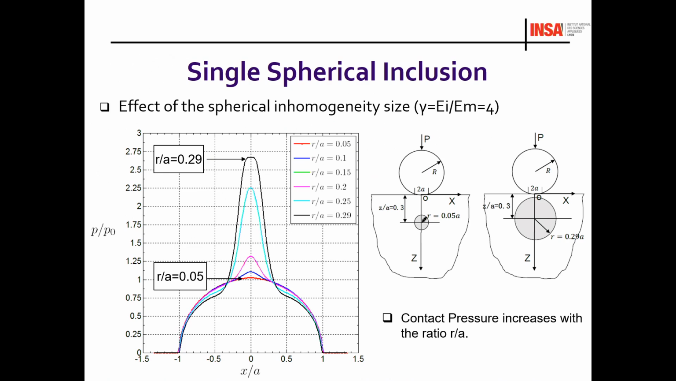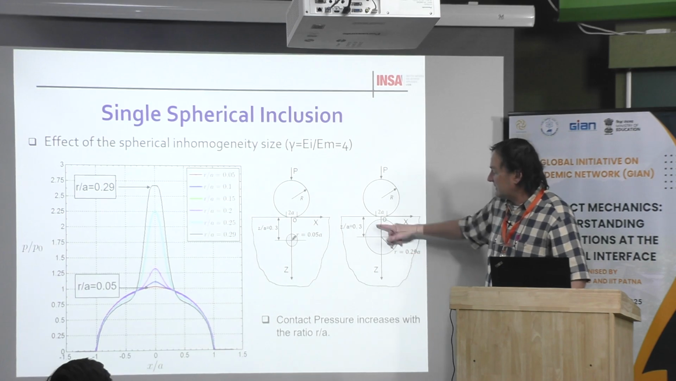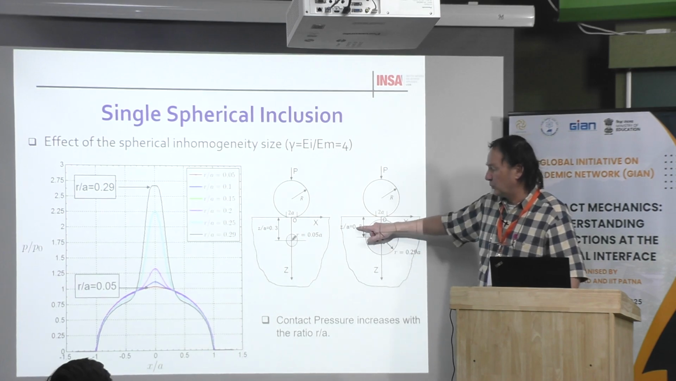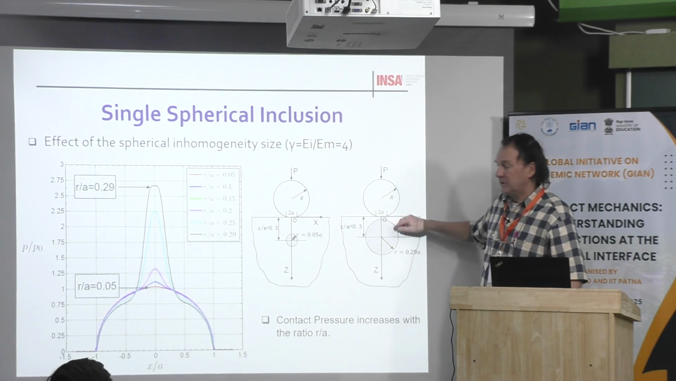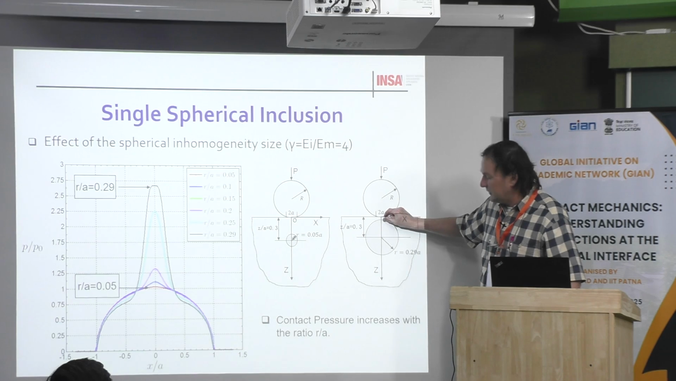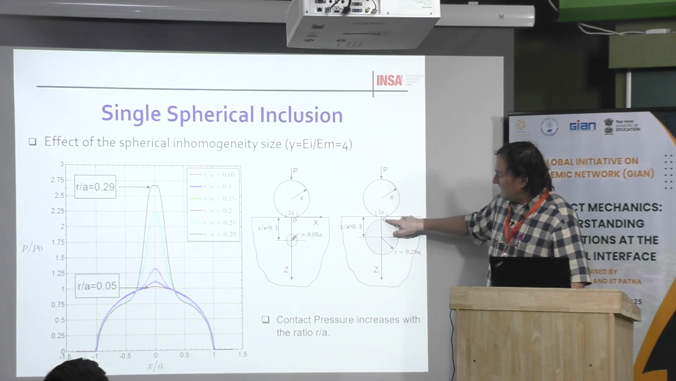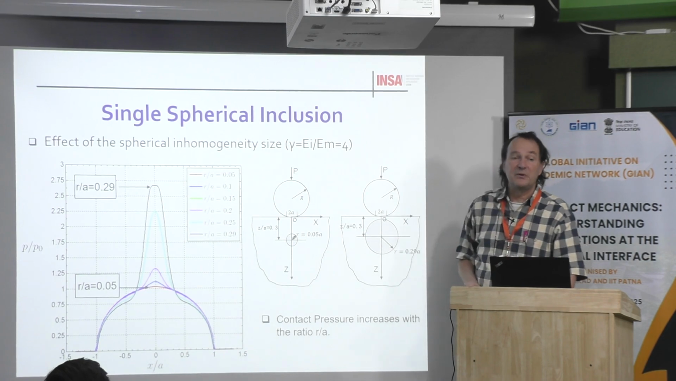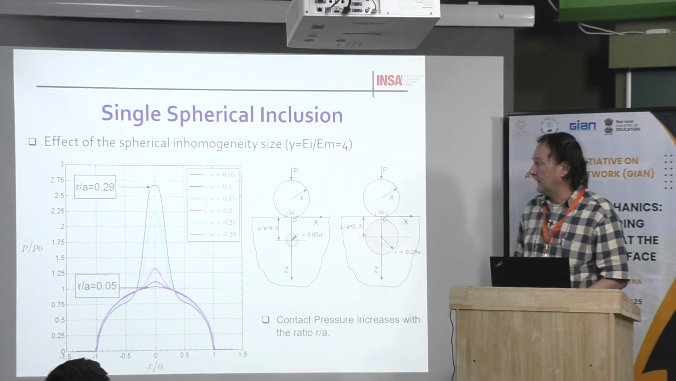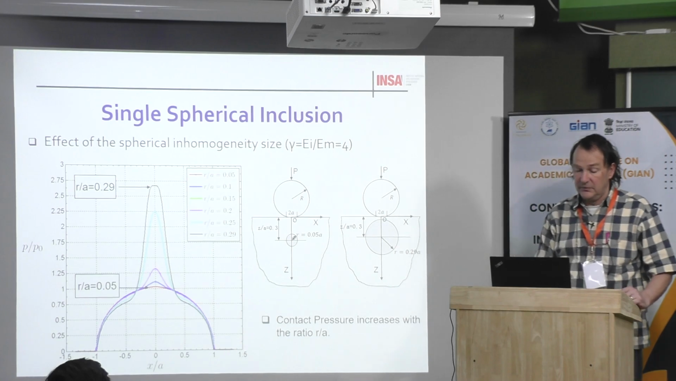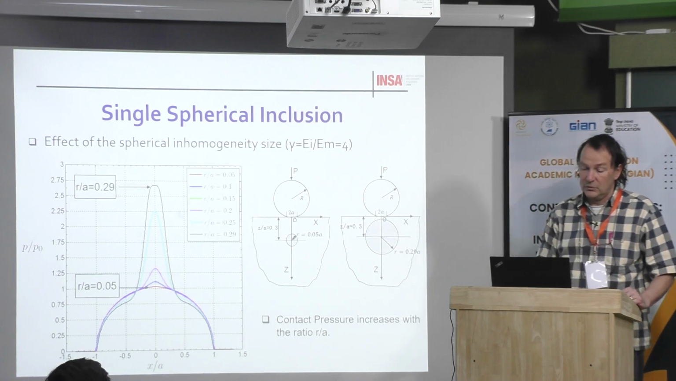Now we consider the radius of the inclusions. We start with a very small one, 0.05 times the contact radius, up to 0.29 times the contact radius. This time, the depth of the center of the inclusion is 0.3 times the contact radius. In this situation, the gap between the surface of the inclusion and the contact will be 0.01. Then you can see the effect of that on the contact pressure. Okay, you have a significant increase.